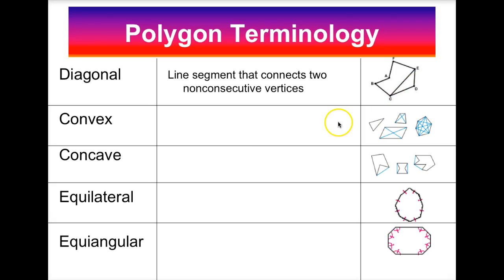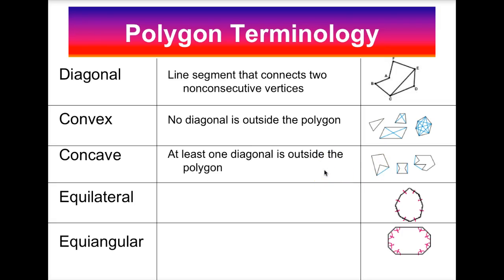How about convex? Here's some examples of shapes that are convex. In a convex shape, you cannot draw a diagonal outside the polygon. Concave, on the other hand, if you'll notice these examples, the blue is a diagonal, and we could draw the diagonal outside of the polygon. For a shape to be concave, at least one diagonal can be drawn outside the polygon.